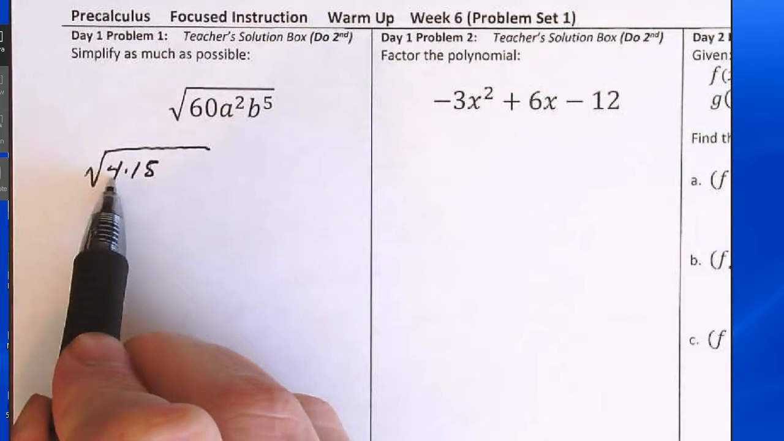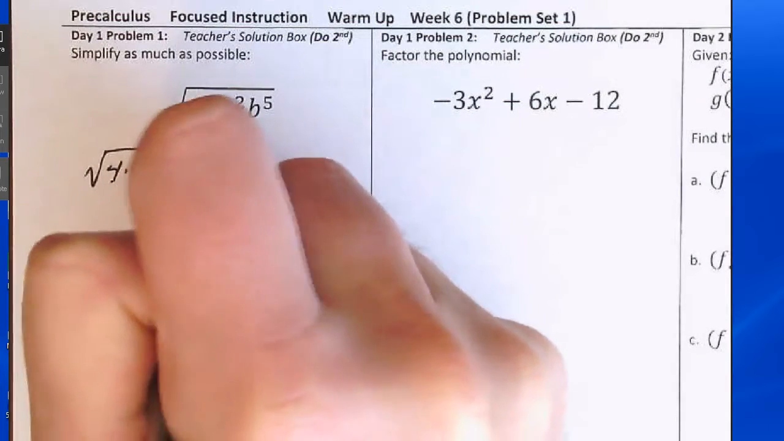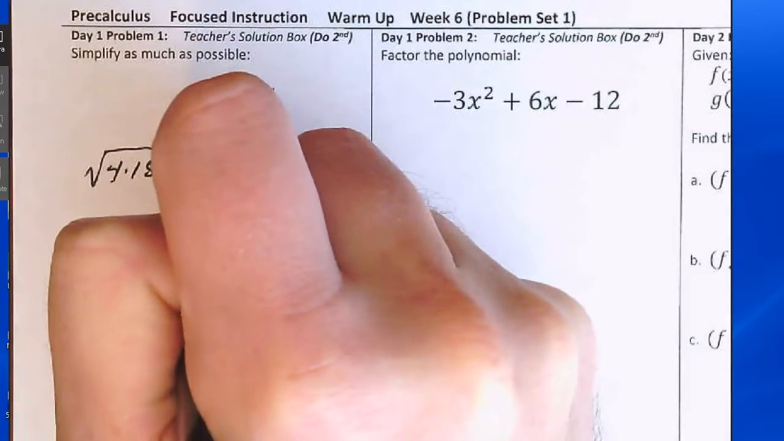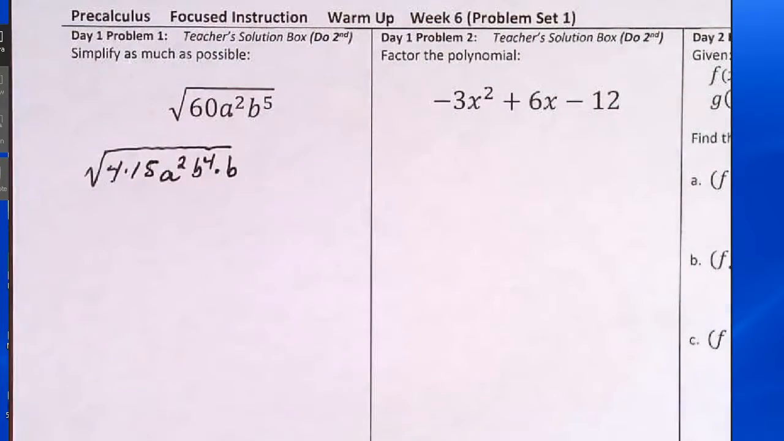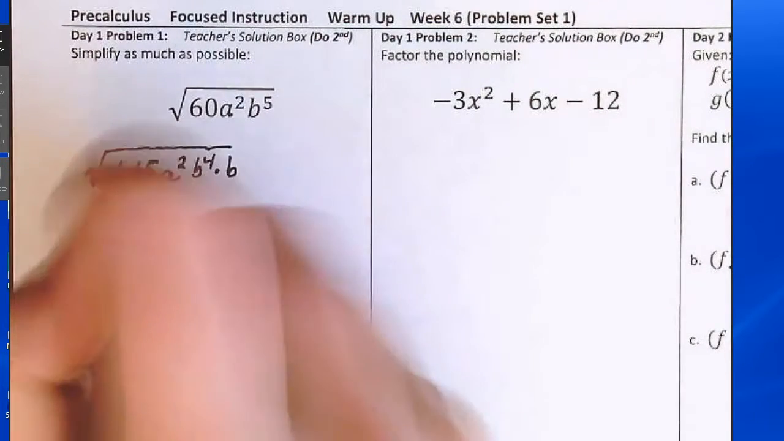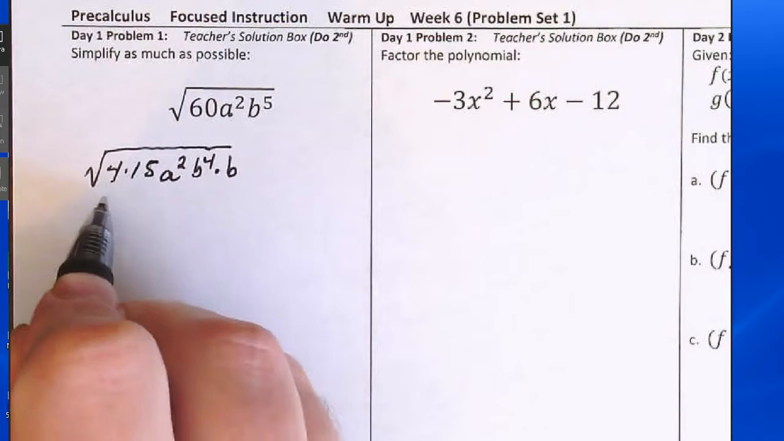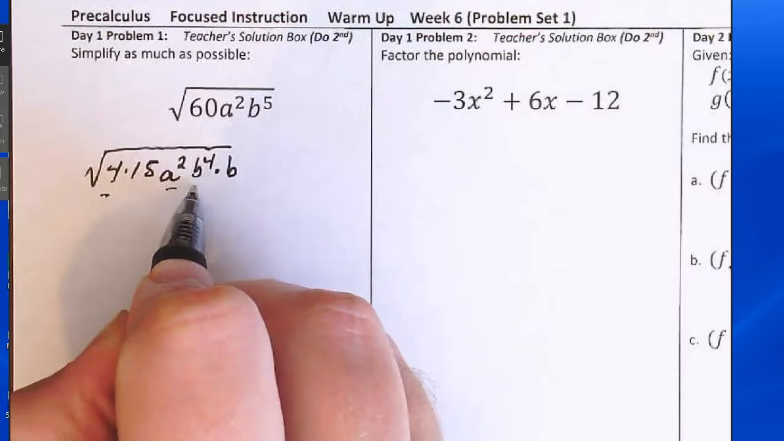4 is a perfect square. A squared is a perfect square already, so let's leave that. And b to the 5th power is not a perfect square. Let's factor it as b to the 4th power times b. And then in the next step, any of the factors that are perfect squares we'll take the square root of. That would be the 4, the a squared, and the b to the 4th power.